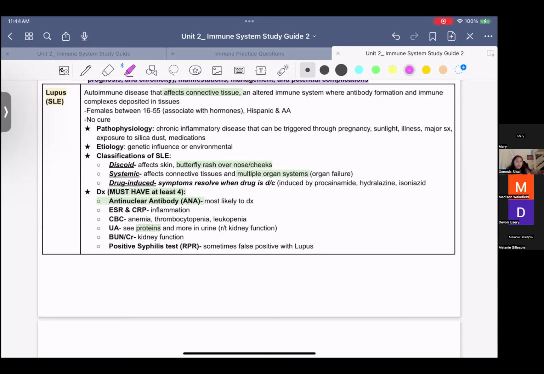So really what lupus is, is just an autoimmune disease that affects connective tissue. So I feel like she highlighted it on that. And basically it's an altered immune system where antibody formation and immune complexes are deposited in the tissue. So literally your autoimmune system is almost attacking itself. And so usually it's associated with females between 16 to 55, and again, that's associated with hormone levels and everything. And then Hispanic and African American, again, there's no cure for it.